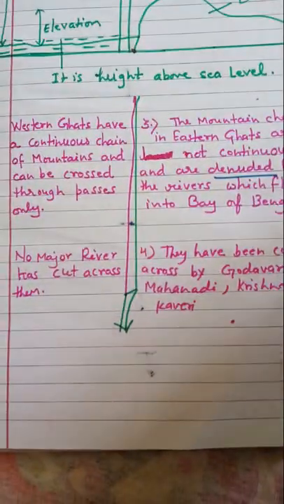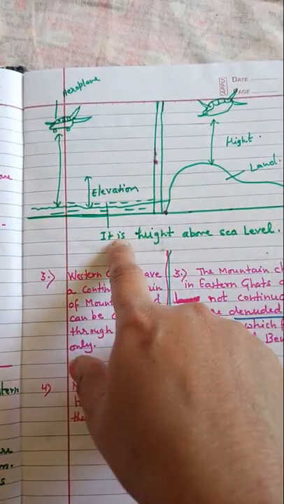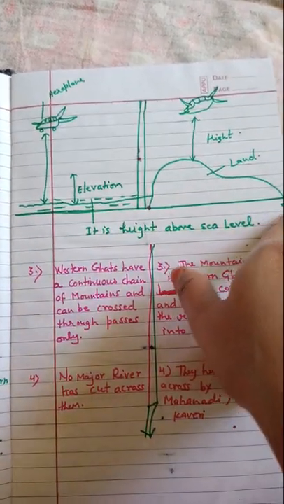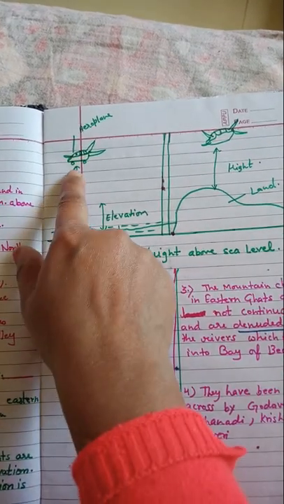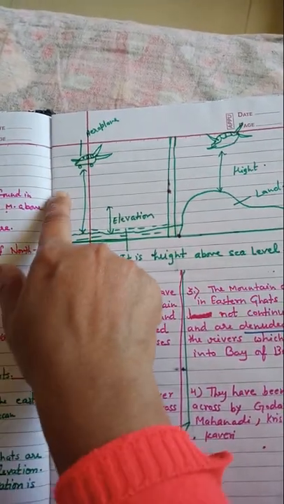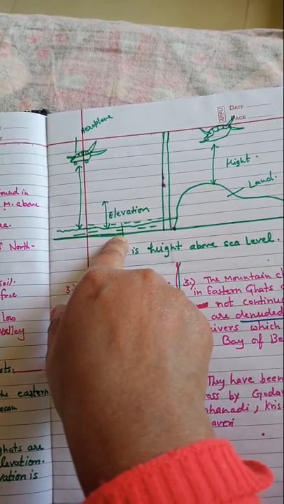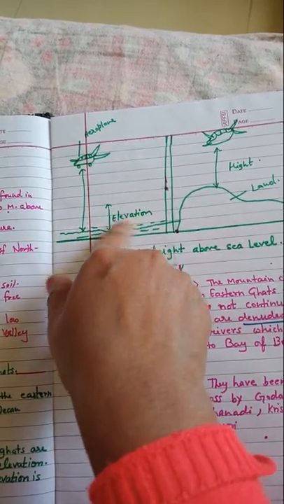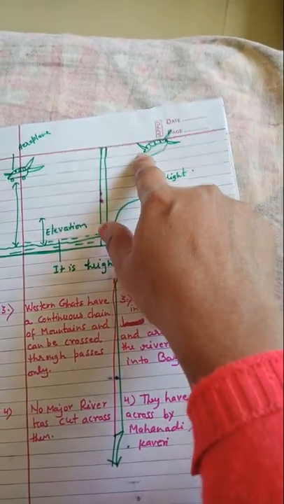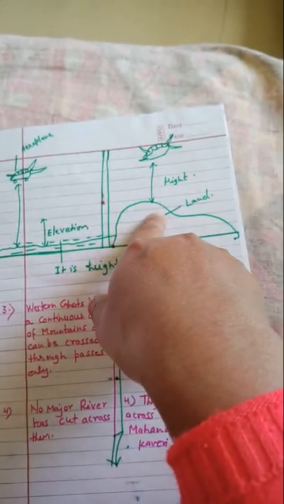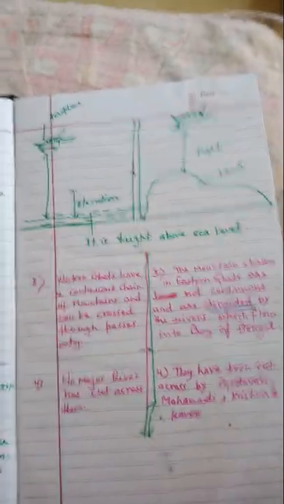You can understand elevation like this: this is the sea level, and there is an aeroplane. The height of the aeroplane from the sea level is known as altitude. Elevation is the height above the sea level of a land mass. If we observe the aeroplane's height from the land, it is known as height. There is a difference between height, altitude and elevation.